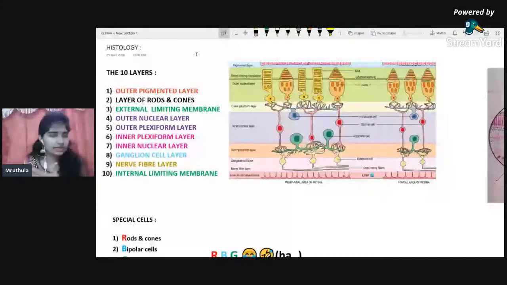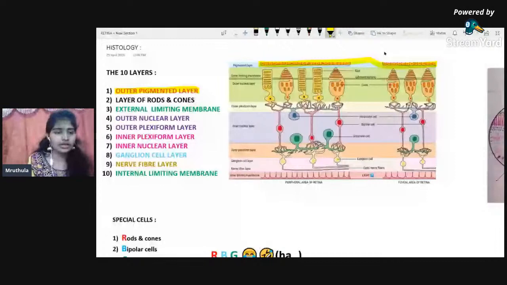The neural layer has all those neural cells like glial cells, ganglions, photoreceptors, and so many other cells are also there. So this is the outer pigmented layer. It is very easy because it is just one layer. So have a look at this diagram. This part is the outer pigmented layer. Okay, right. It's very beautiful. Outer pigmented layer. Right. Now we'll focus on the other layers.